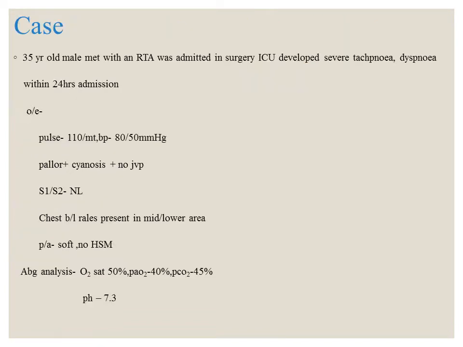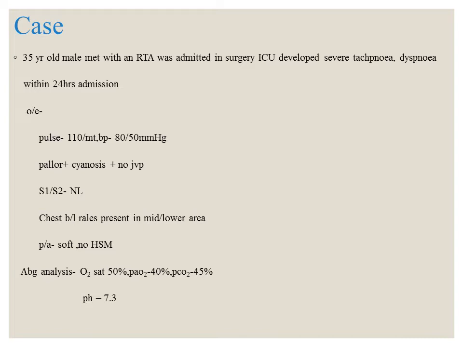So how does the patient present clinically? This is a scenario of a 35-year-old male patient who met with a road traffic accident and is admitted in the surgery ICU. He has developed severe tachypnea, that is increased respiratory rate, and dyspnea, shortness of breath, within 24 hours of admission. On examination, he has tachypnea, his respiratory rate is higher, tachycardia of 110 beats per minute, and the blood pressure is 80 by 50. He has developed hypotension.